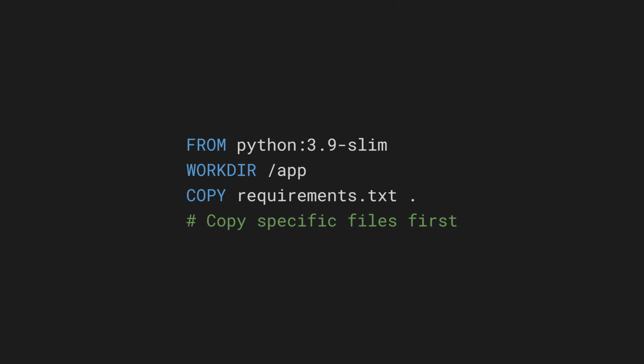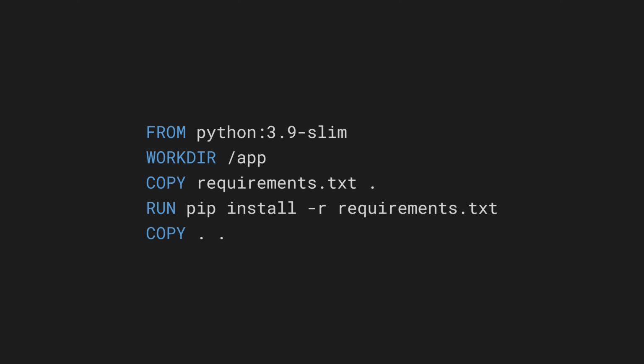COPY moves files from your computer into the container. Copying requirements.txt first enables better caching, a smart optimization. Copy requirements first, install dependencies, then copy app code. If code changes, dependencies don't need reinstalling.